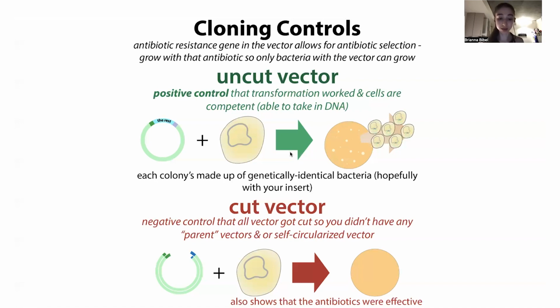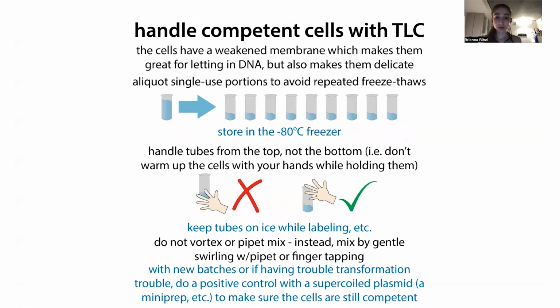So let's talk about how we can treat those competent cells to make sure that they actually remain competent. As I mentioned, these cells are very delicate and you need to treat them with TLC. When we do those chemical things to make it chemically competent, you're weakening the membrane. This is great for letting the DNA in, but it's not so great for actually working with these cells, because now they're going to be really fragile.